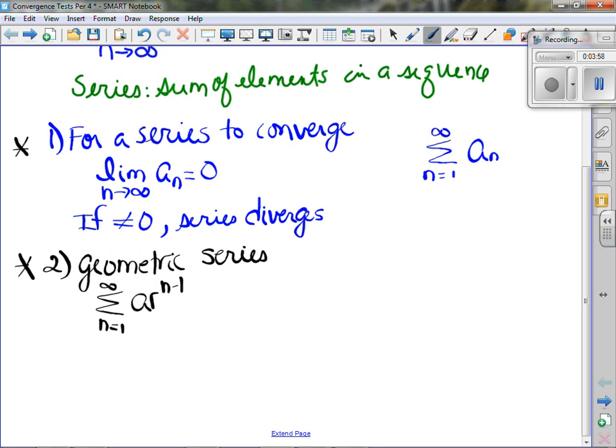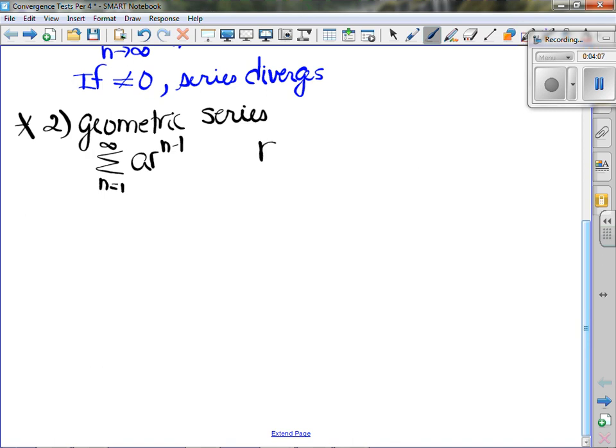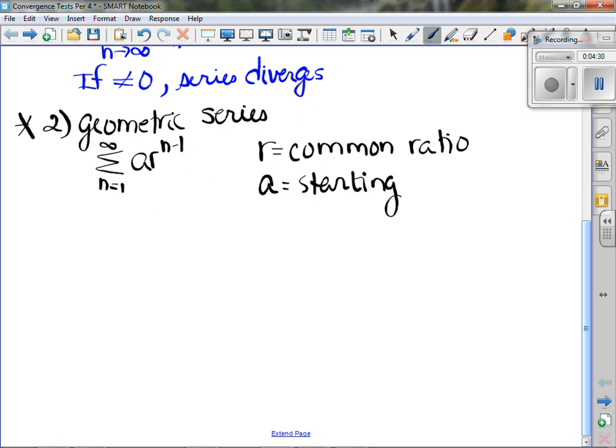And with a geometric series, r is your common ratio. You have to recognize it. Now remember, if they ask you for what a series converges to, then it's geometric. So write out terms if you don't know what's happening. And a is your starting value.